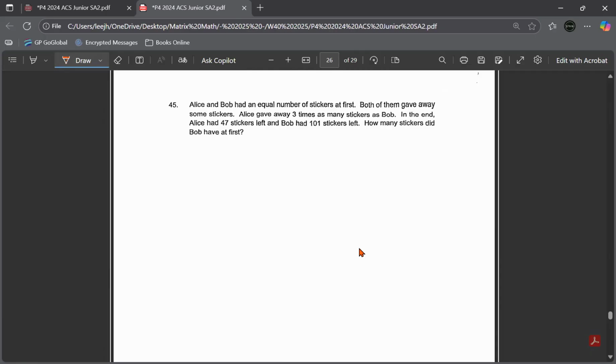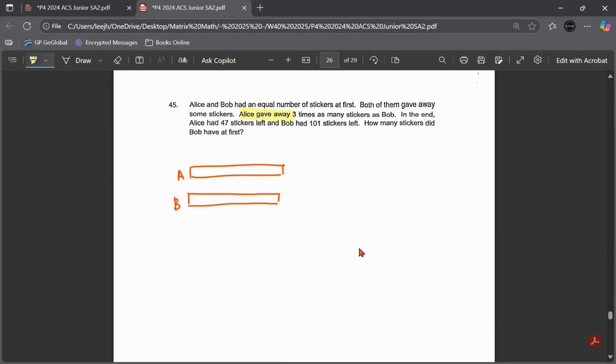So you draw. Okay, Alice and Bob, they got equal. So we just draw equal. Follow the question. And they're going to give away some stickers. This is what you need to know. You need to take note. Alice gave away 3 times as many stickers as Bob. So Alice gave away 3 times. Means Alice gave away 3 units. Bob only gave away 1 unit. Right?